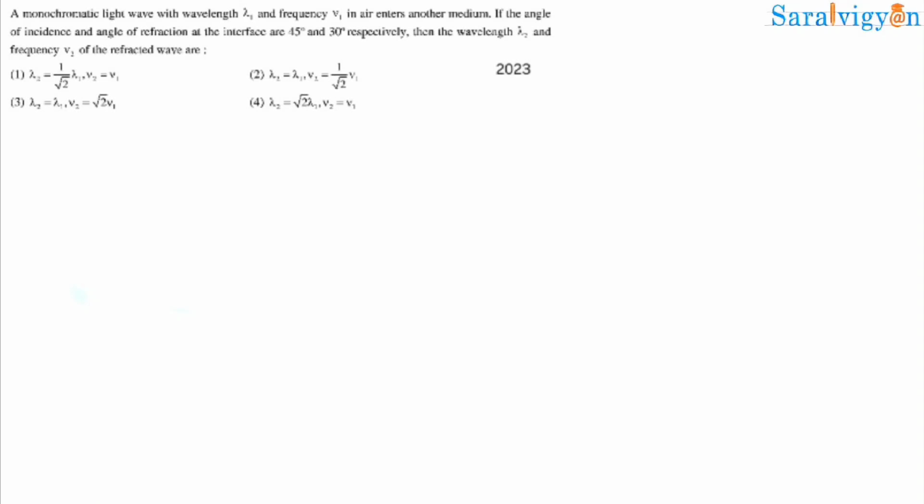Lambda 2 is equal to 1 by root 2 lambda 1, v2 equal to v1. 2. Lambda 2 is equal to lambda 1, v2 is equal to 1 by root 2 v1. 3. Lambda 2 is equal to lambda 1, v2 is equal to root 2 v1. And 4. Lambda 2 is equal to root 2 lambda 1 and v2 is equal to v1.